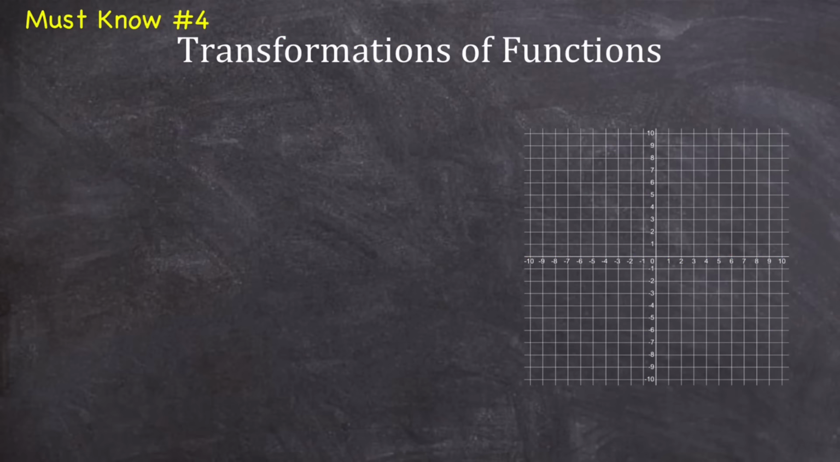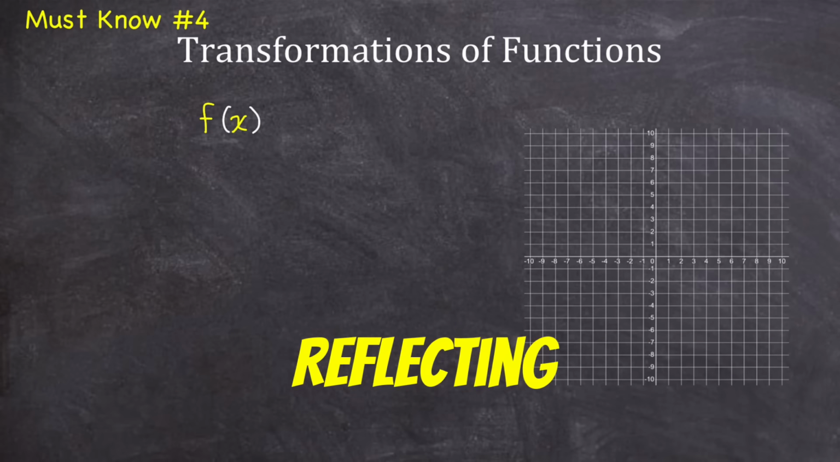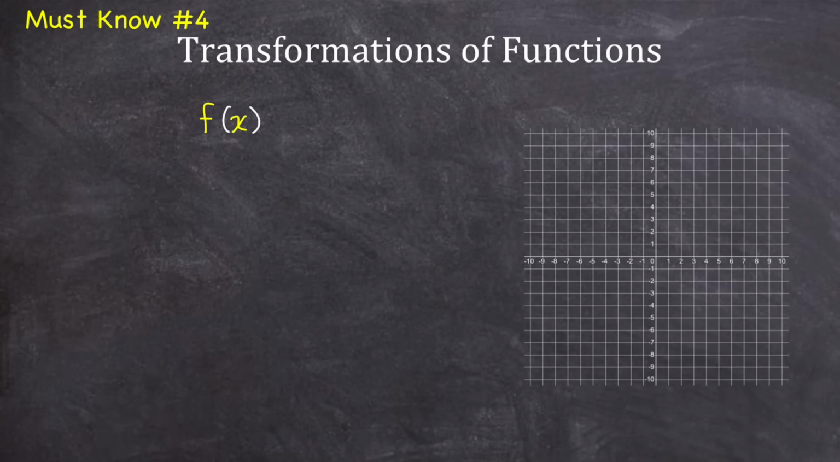Must know number 4, transformations of functions. Let's say we have some parent function f of x. The graph of f of x could be transformed by stretching or compressing its graph, reflecting it, or shifting it. And we could do vertical transformations to the graph of f of x by applying operations to the whole output value of f of x. And if we wanted to do horizontal transformations, we would apply operations to the input value x.